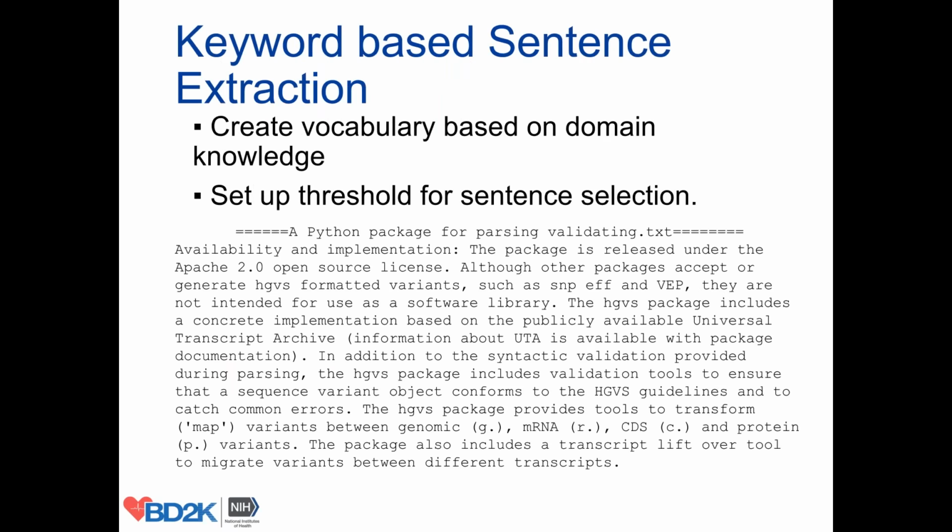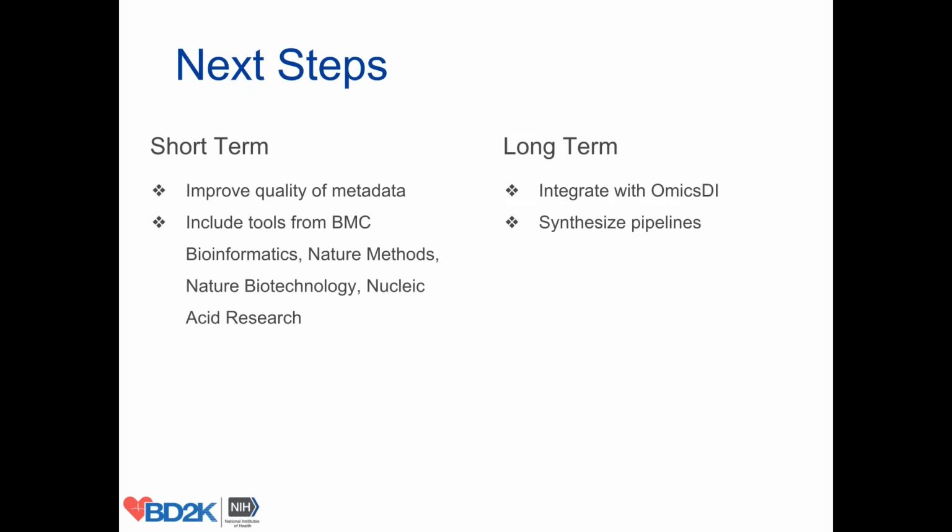Okay, here's a preliminary result of the keyword-based sentence extraction. And we use a vocabulary created based on our observation from the data. And we can see the availability, implementation information, and essential technical details of the software. So that's pretty much of the text summarization, and now I'll hand it over to Vincent about our next steps.